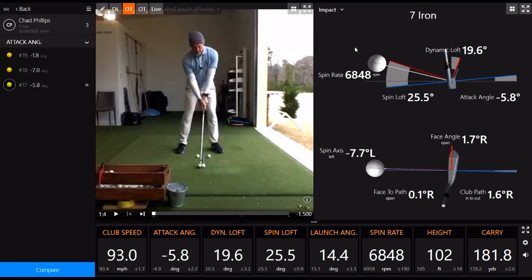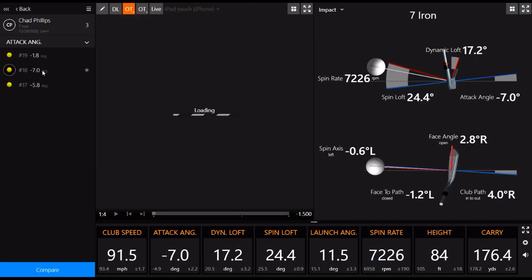So if I pull up an animation here of impact, this thin line is going to represent the ground or the surface that I'm hitting it off of, in this case the mat. And this blue line represents the trajectory in which the club is traveling into the strike. So this is my standard one. I'm hitting down 5.8 degrees. That's what that blue line is representing, the attack angle.